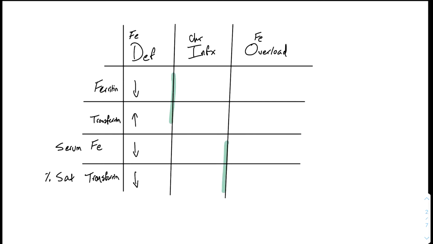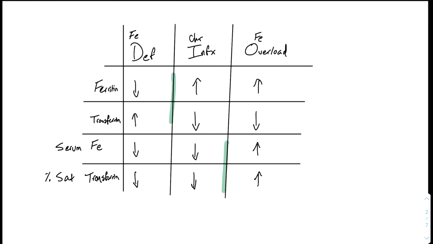So going from left to right, from iron deficiency to chronic infection, we're going to have an increase in ferritin, a decrease in transferrin, a decreased serum iron, and a decreased percent saturated transferrin. And then going from chronic infection to iron overload, it's going to be an increase in ferritin, decrease in transferrin, increased serum iron, and increased percent saturated transferrin.